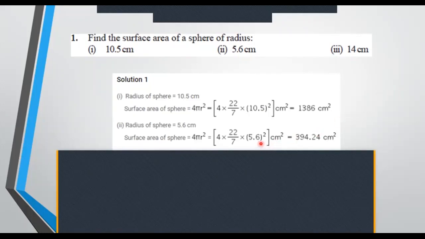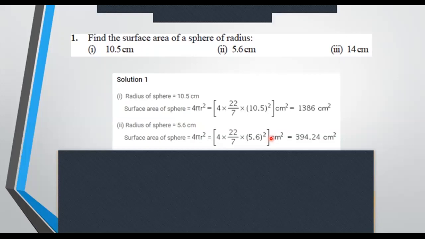So again, it was 5.6 whole square. Write it down as 56 upon 10 multiplied by 56 upon 10. Whenever there are decimals, break it down to fractions. It will take some time, but don't go for decimal squaring and all those things. It will make your life hell.